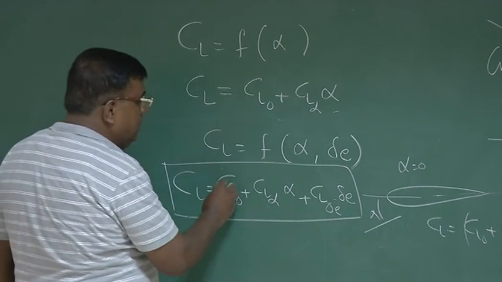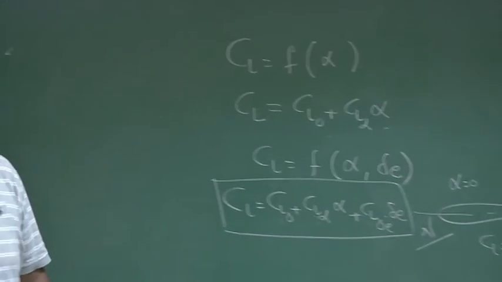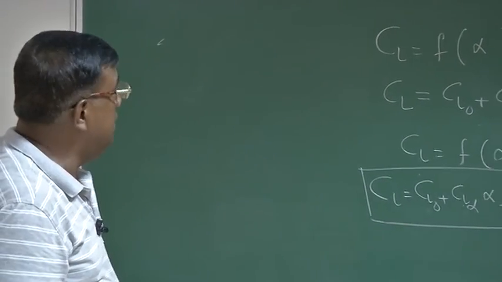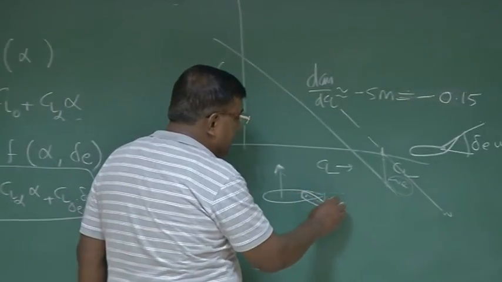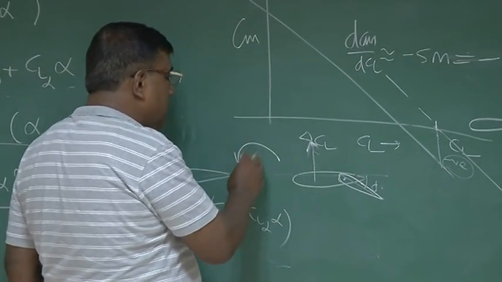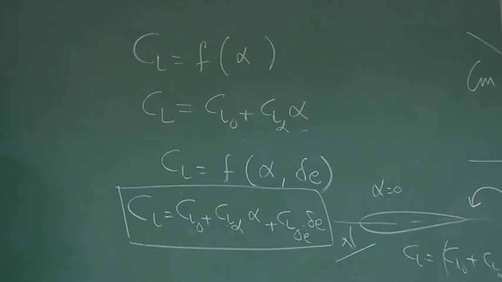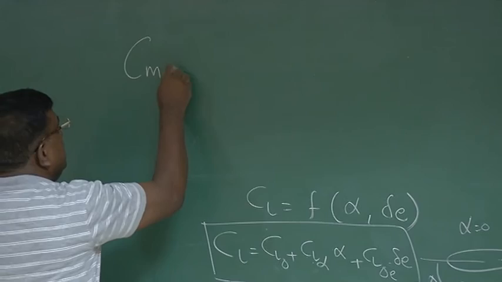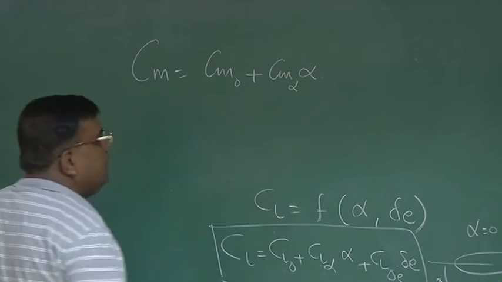Please understand all these values CL naught, CL alpha, CL delta E, they can be estimated depending upon geometry and flight conditions. So you assume that these are available for a given geometry and given flight condition. So if this is true, the moment I am deflecting it by delta E, it is not only giving some delta CL, it also gives a moment, right? So now I must modify the moment equation also. So far I was writing the moment coefficient as Cm naught plus Cm alpha into alpha. Now what has happened?